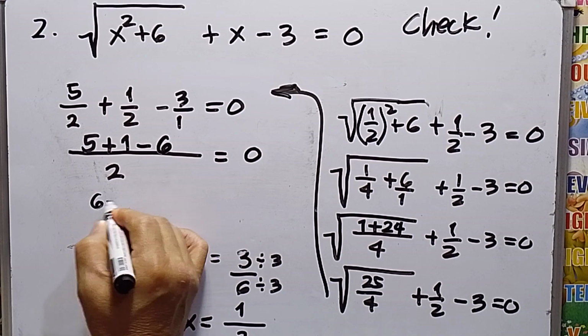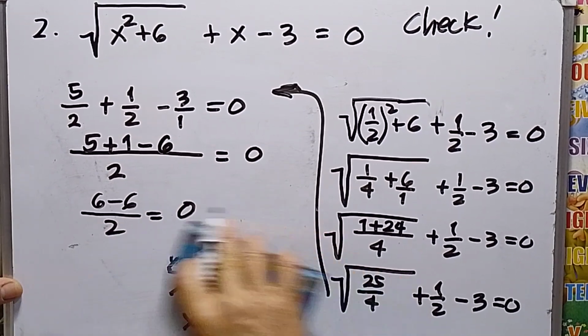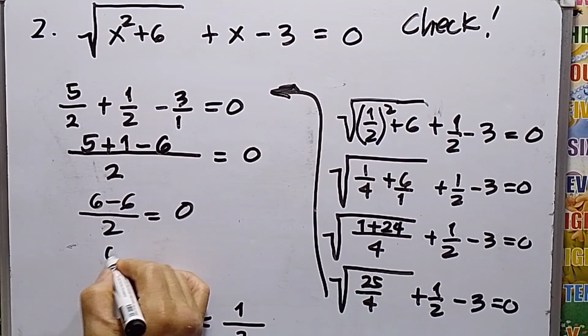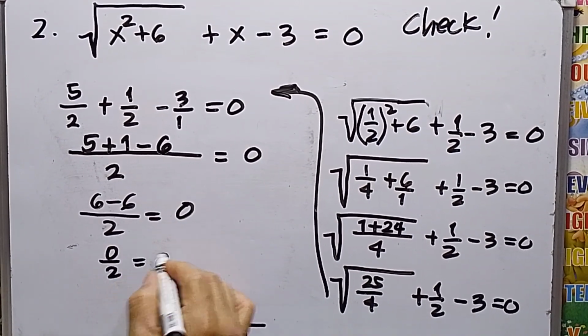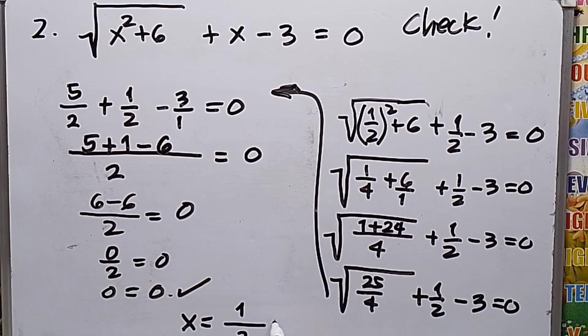So this will be 6 minus 6 over 2 is equal to 0. So this will be 0 over 2 is equals to 0. So 0 equals to 0. So therefore, my number 2 answer, which is x equals 1 over 2, is correct.